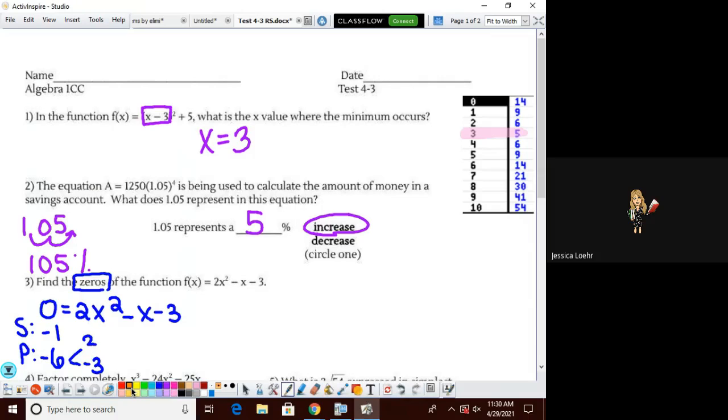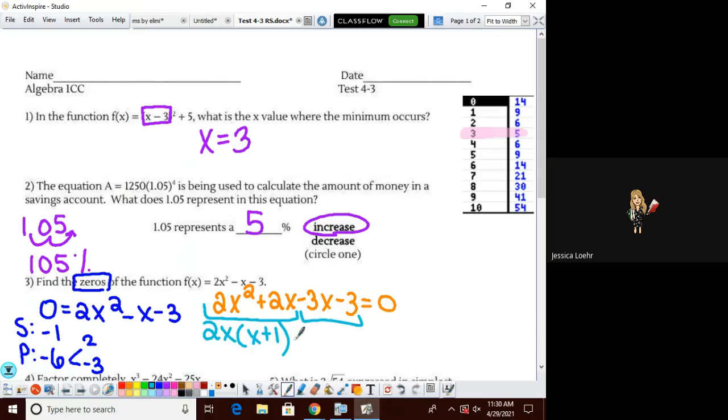I cannot use the shortcut on this question because it has a 2 in front of the x squared. So I'm rewriting my problem, 2x squared plus 2x minus 3x minus 3 equals 0. From there, I'm finding the GCF of the first 2 terms, which is 2x. I'm left with x plus 1. Then I'm finding the GCF of the second 2 terms and carrying down the minus sign, which is 3. My 2 bubbles have to match, so it has to be x plus 1 as well. From there, my 2 bubbles are 2x minus 3 and x plus 1.